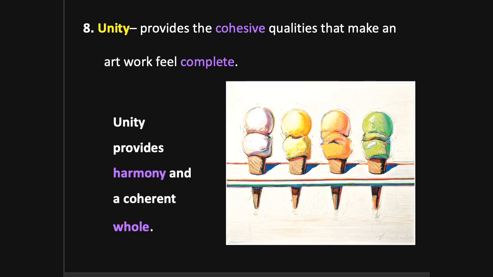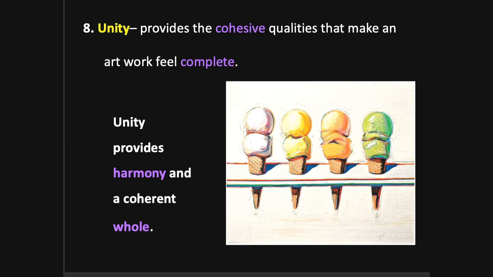And lastly, we have unity. Sometimes you'll see harmony and unity, and I combine the two. Unity is like space, okay? Space was that element of art that's just there. It's a constant. It's in every single piece of artwork. And so is unity, or it should be.